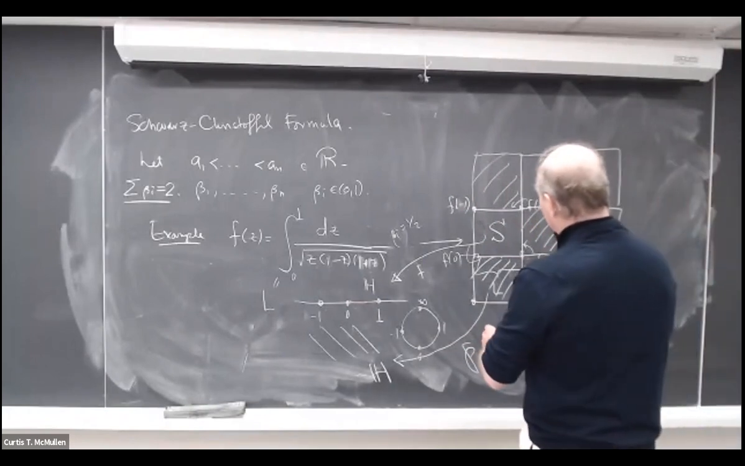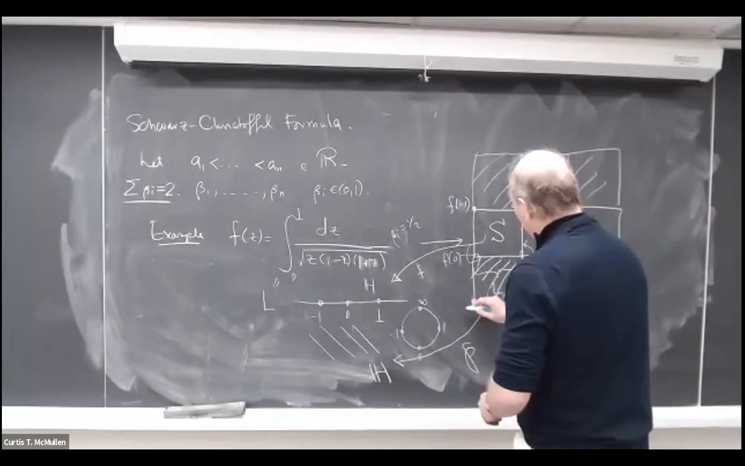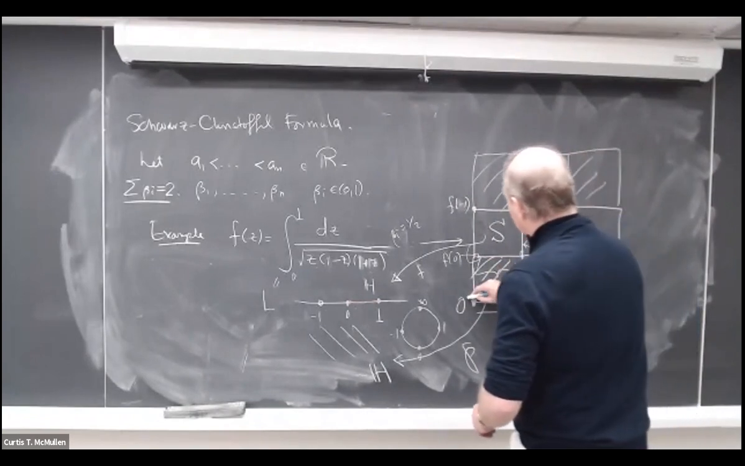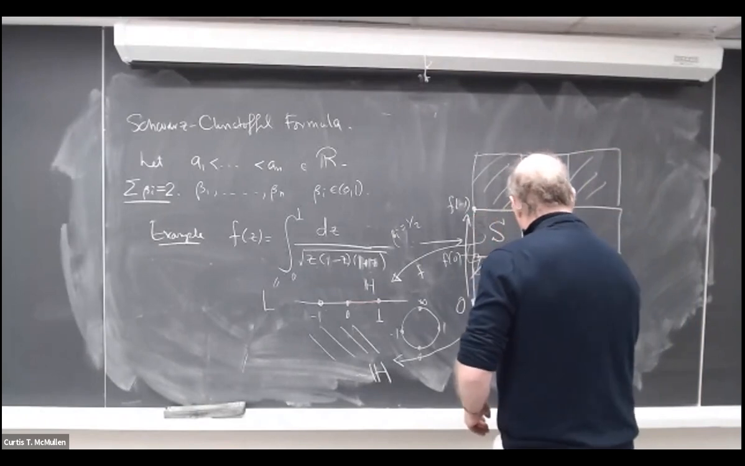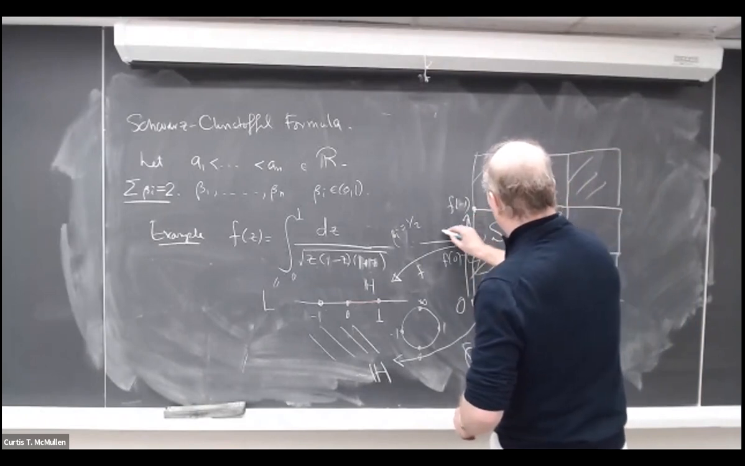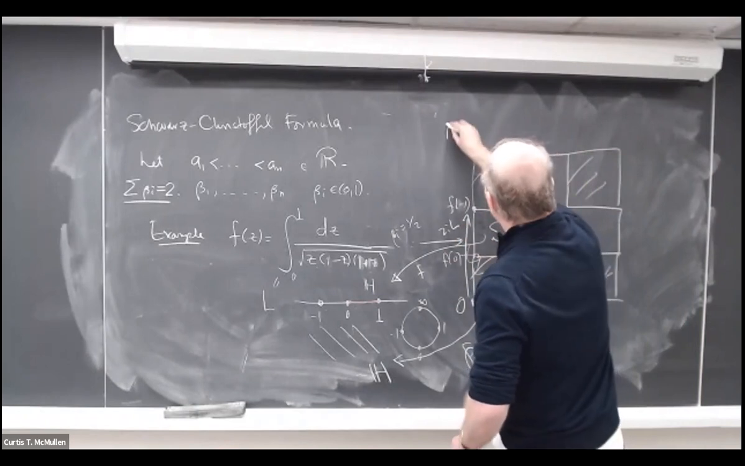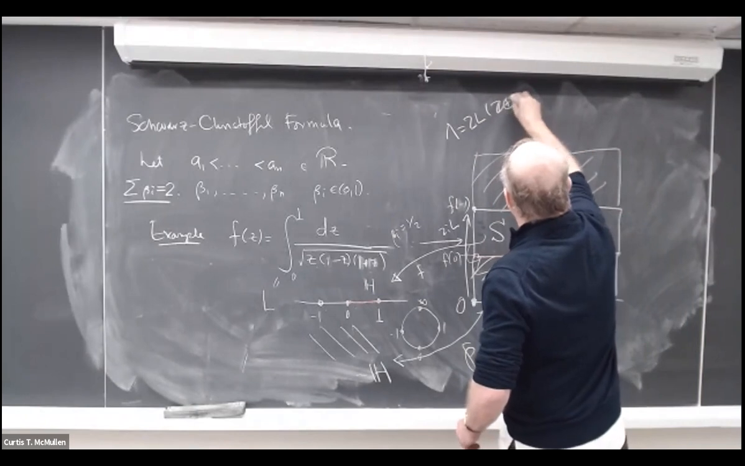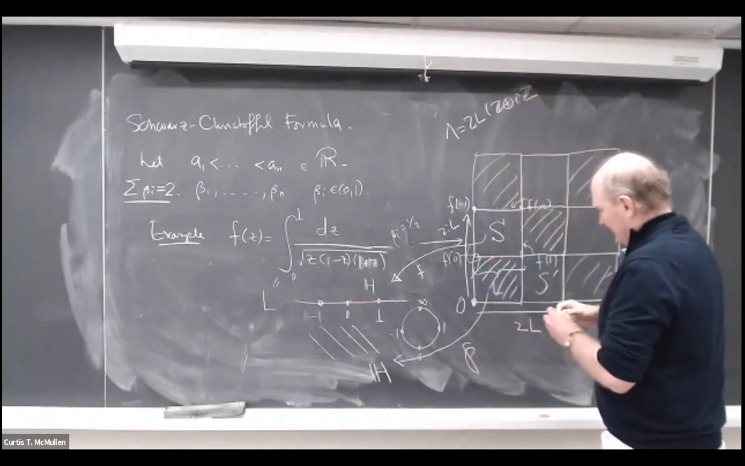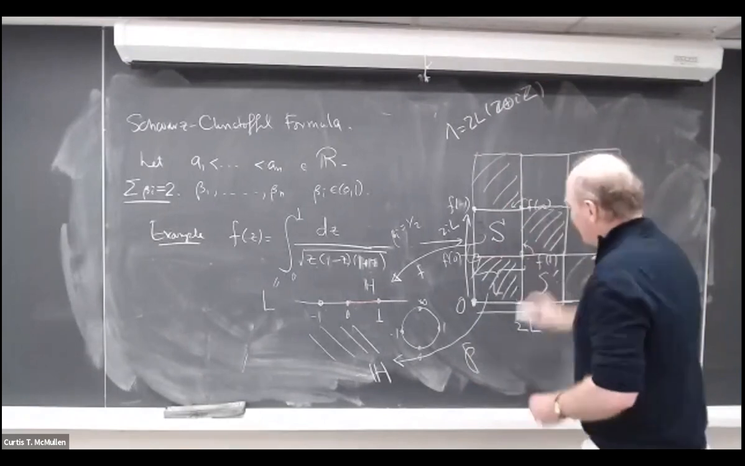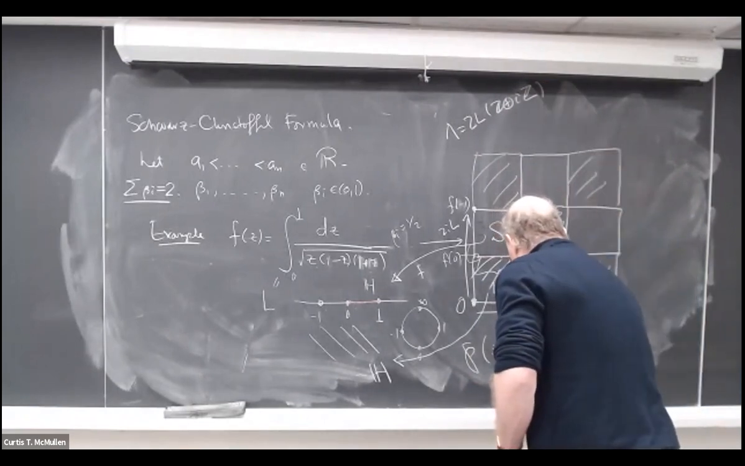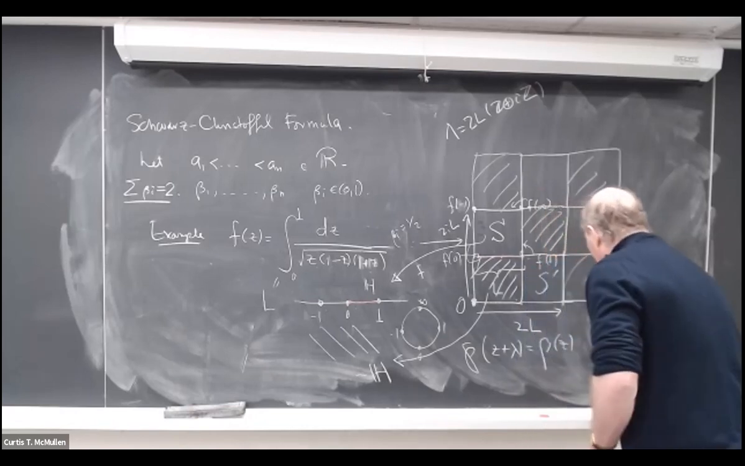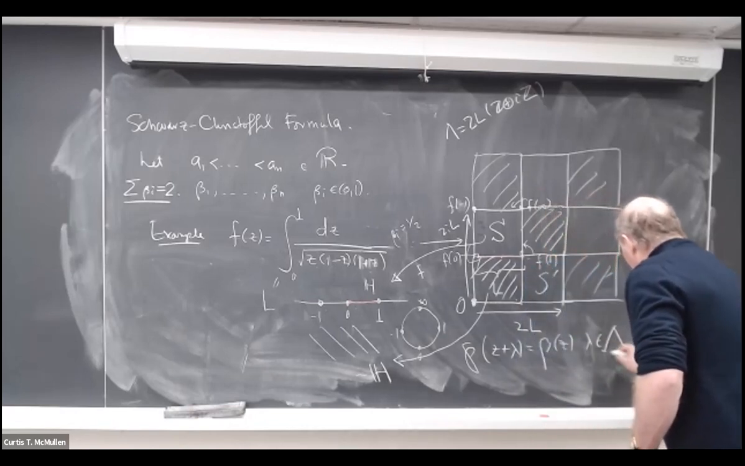It has the property that if I were to call, say, this point the origin, and this length here is L, this length here is, I guess I should call that 2L, consistent with the length of my square. This length here is 2iL. If I were to take the lattice 2L times Z plus iZ, then this mapping has the property that P of z plus lambda is equal to P of z for any lambda in this lattice capital lambda.